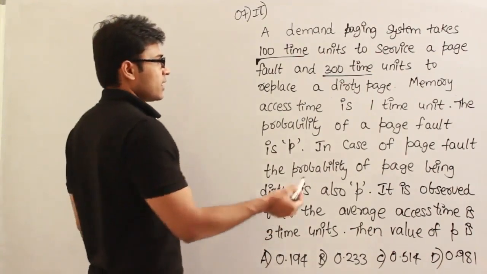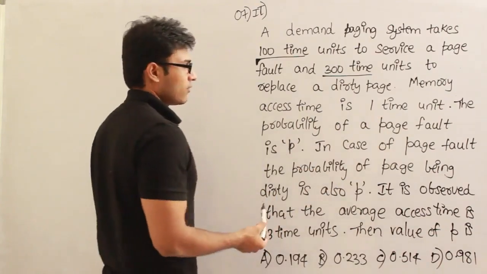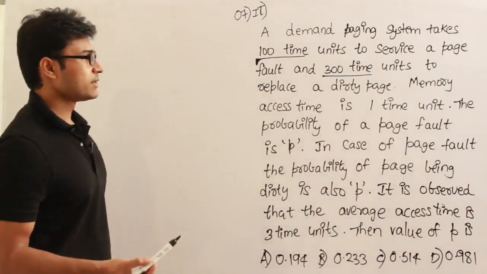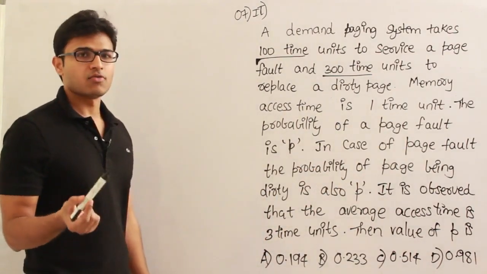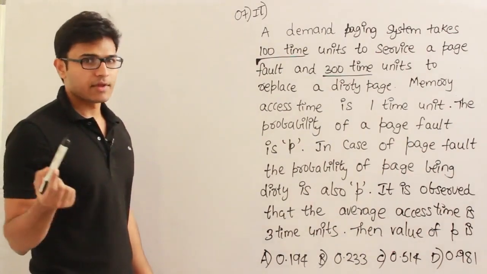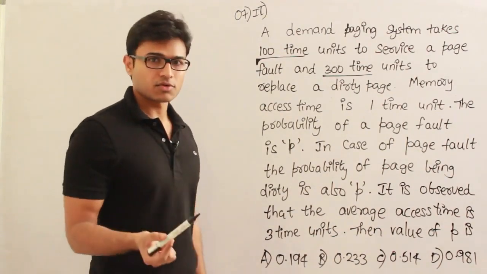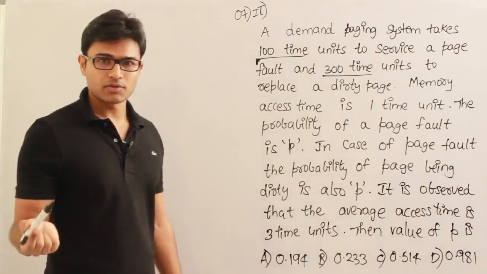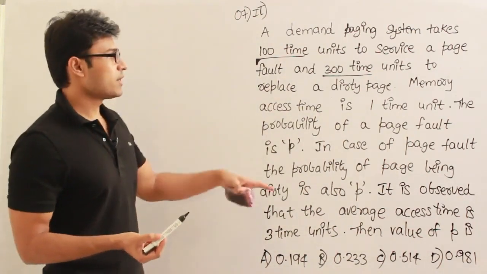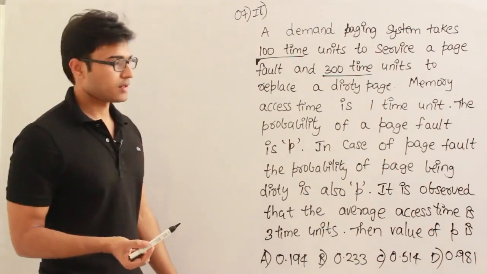And the second thing is memory access time is one time unit. So in case everything is fine, if you can directly find what you want in the memory at the first go, then the time taken will be one time unit, right? And if it is not present in the first go, then you might have to go for a page fault, which is going to take some extra time, and then again you have to access it, right?